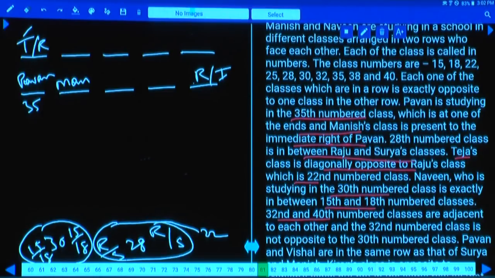32nd, 40th number classes are adjacent to each other. 32 and 40 are adjacent to each other. And the 32nd number class is not opposite to 30. And 32nd and 30 are not opposite to each other. Next one.